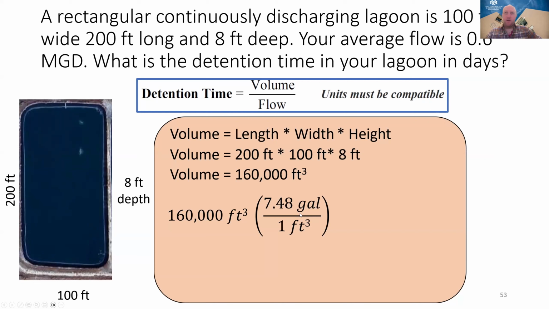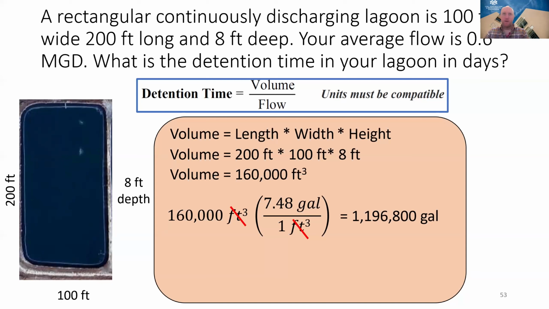So there's our conversion factor there. We're going to cross out our cubic feet and we're left with gallons. And so now we're left with 1,196,800 gallons. So that's even a bigger number. So kind of hard to wrap your head around potentially how these numbers get pretty big. So because of that, we're going to convert it into million gallons.